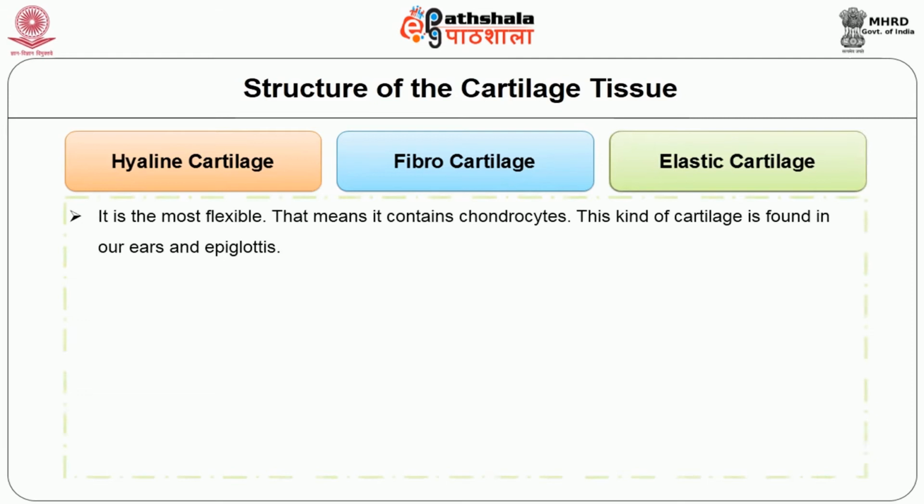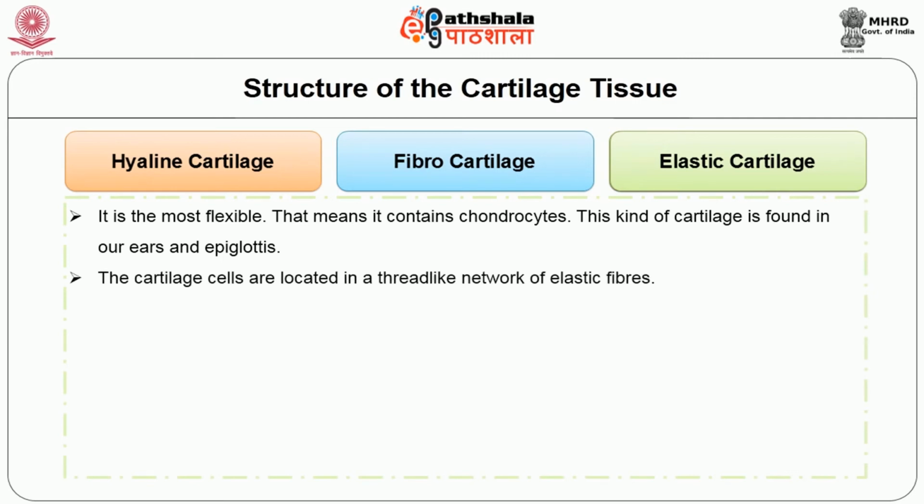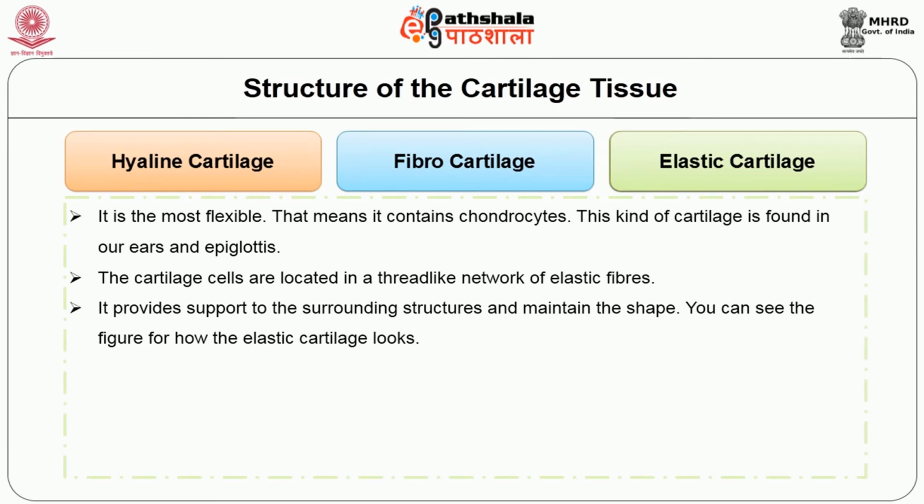Elastic cartilage, the third one, is the most flexible, which means it contains the most chondrocytes. This kind of cartilage is found in our ears and epiglottis. The cartilage cells are located in a thread-like network of elastic fibers. A perichondrium is present. It provides support to the surrounding structures and maintains the shape. You can see the figure for how elastic cartilage looks.